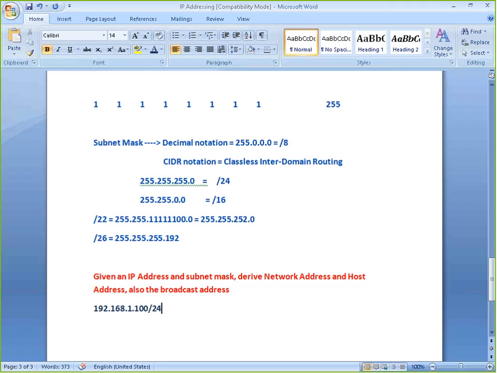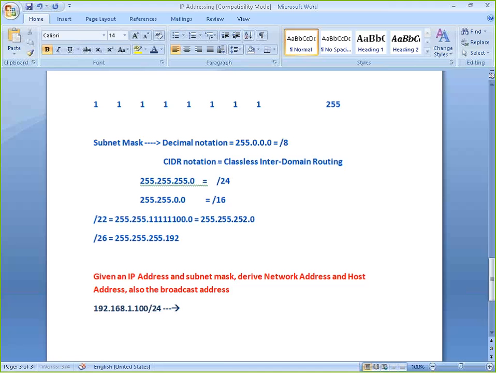Yes, the decimal notation for the subnet mask. I have put up the CIDR notation. So can you give me the decimal notation for the subnet mask? That's absolutely right.